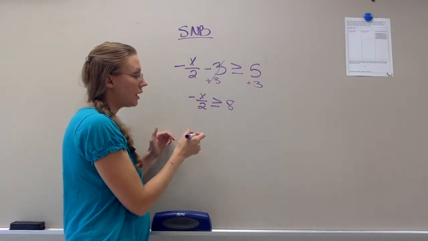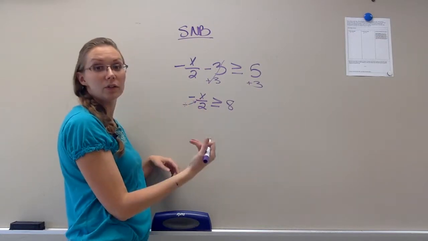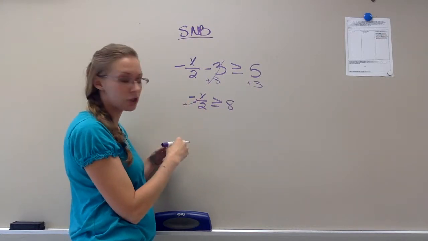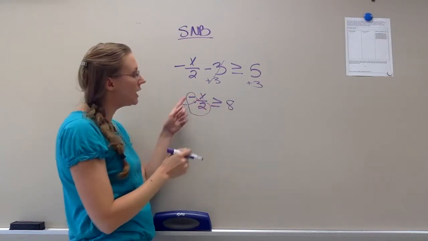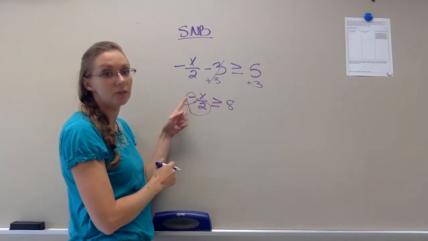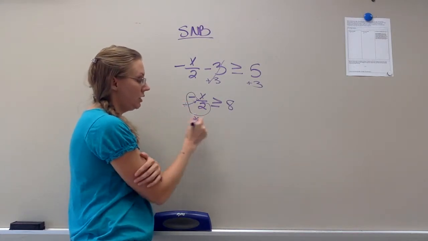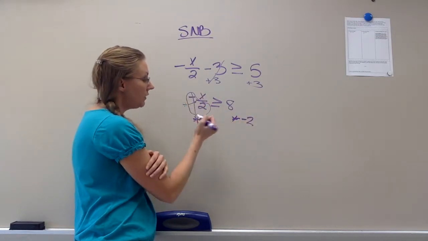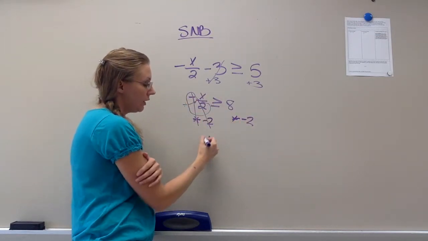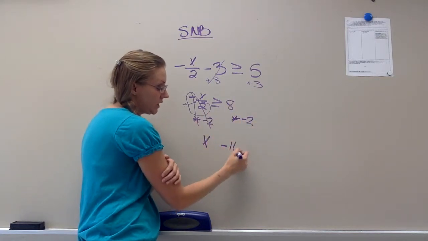Now from here, you should recognize that this means division. And the way that we cancel out division is with multiplication. So we're going to take this and the sign with it. Do not leave that negative there. Okay, this is very important. We're going to cancel out our division with multiplication of a negative 2 on each side. Negatives cancel, the 2's cancel. We're left with x. 8 times negative 2 is a negative 16.